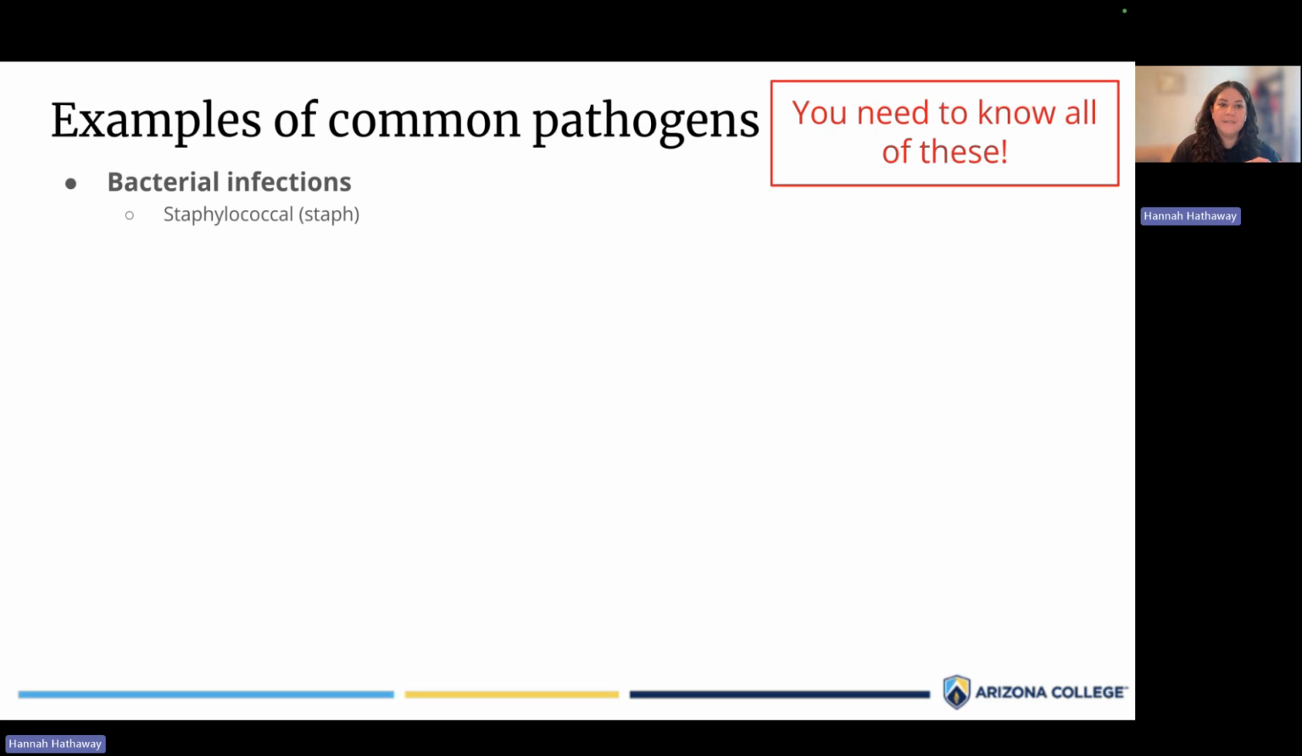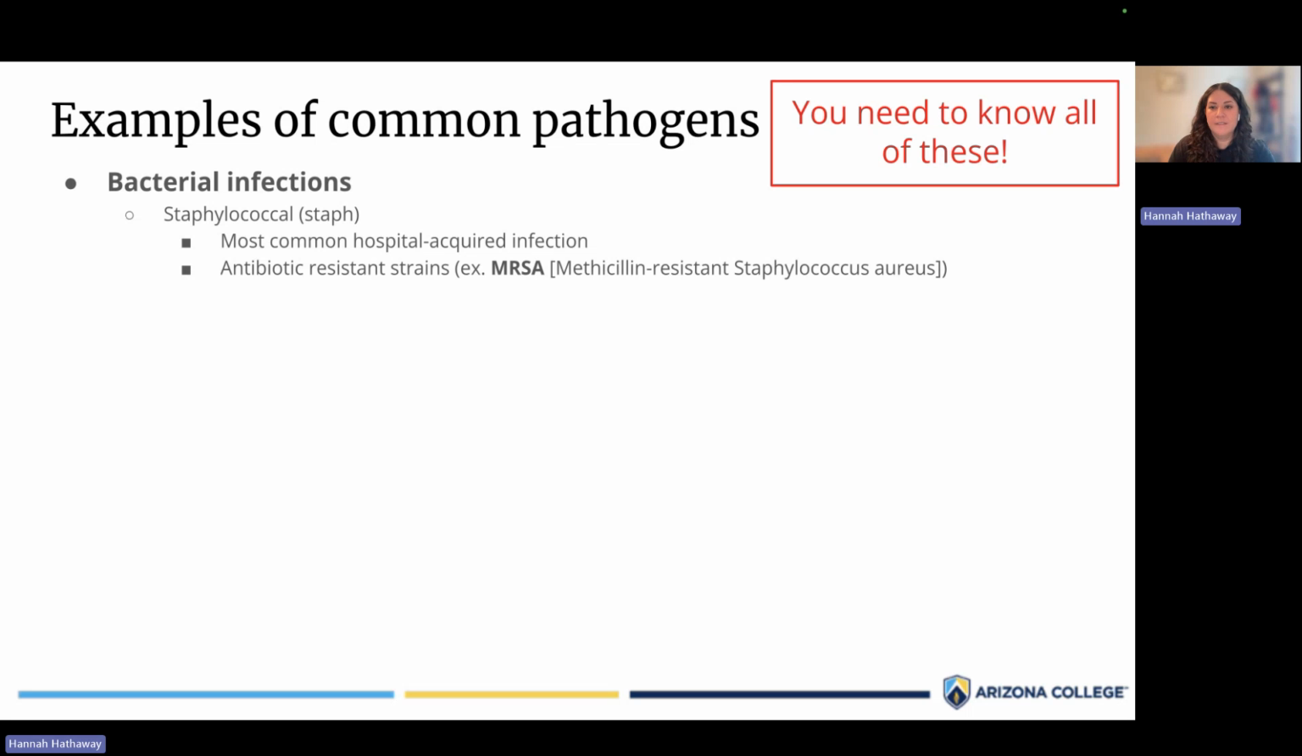So for bacterial infections, there are staphylococcal infections. So that would be like a staph infection. Staphylococcal infections are the most common cause of hospital-acquired infections, such as MRSA, which stands for methicillin-resistant Staphylococcus aureus. You do need to know MRSA, and you need to know what it stands for.